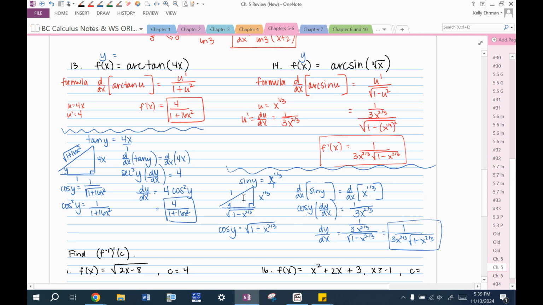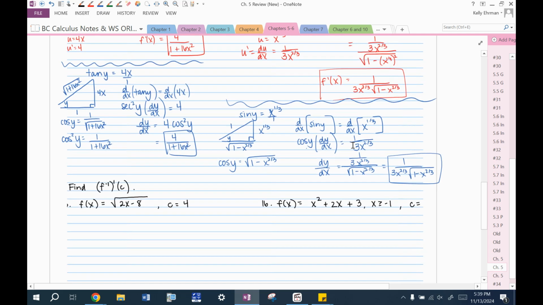It doesn't matter to me which method you do. Obviously, if you're worried about time, it's worth your time before the test to memorize these two formulas.